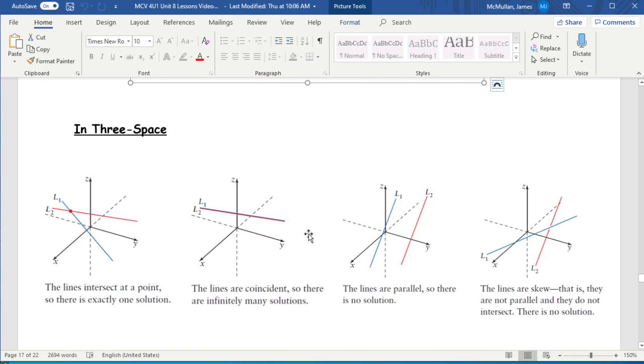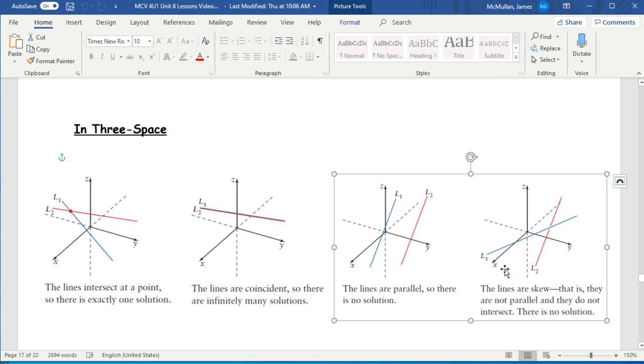Now, of course, all three of those things are still possible in three dimensions. You can have two lines that intersect each other in one place. You can have two lines that are coincident and therefore have an infinite number of solutions. You can have two lines that are parallel and distinct and therefore never meet. Or you can have this new type of situation, where the lines are skew. And skew simply means they're not parallel, but they still don't meet.